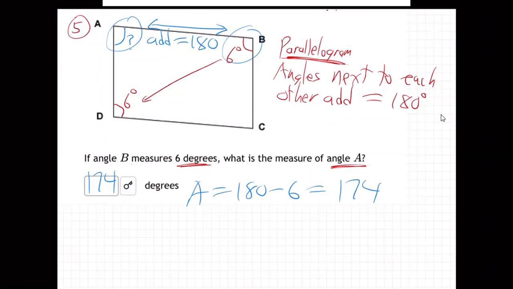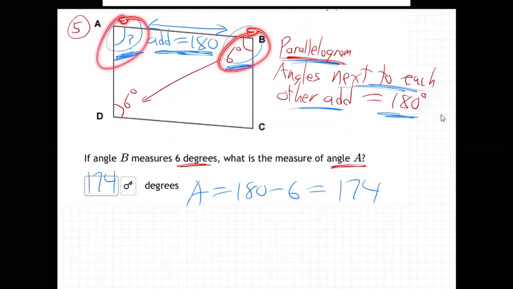Those two, this angle and this angle, since they're next to each other, angles that are next to each other in a parallelogram add up to equal 180 degrees. So if we've got one of them, 6 degrees, just subtract from 180 to find the other one, because 180 is the total of both of them. Take the total, 180 minus the first one, you got the other one, 174. It's that easy.